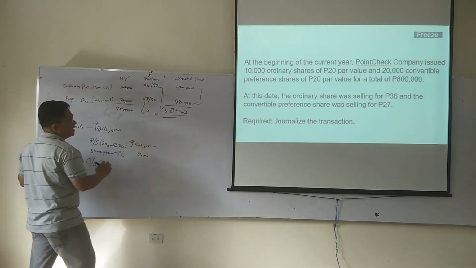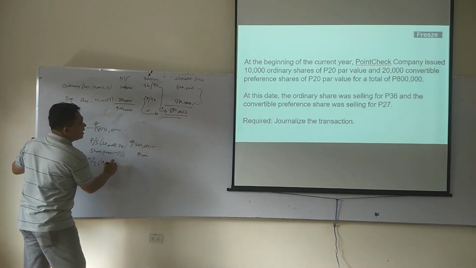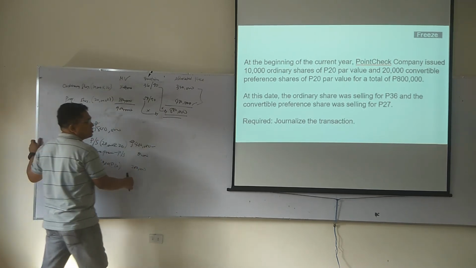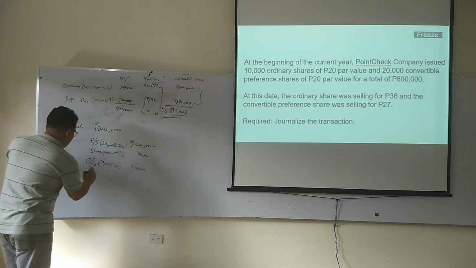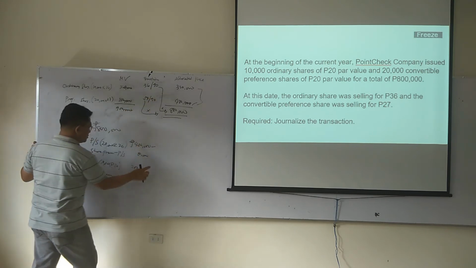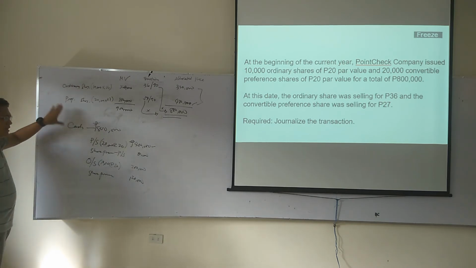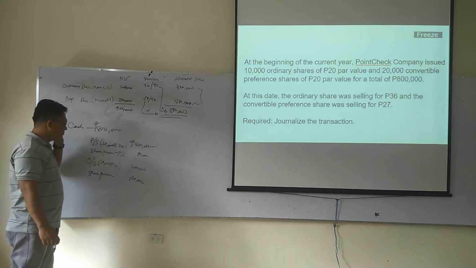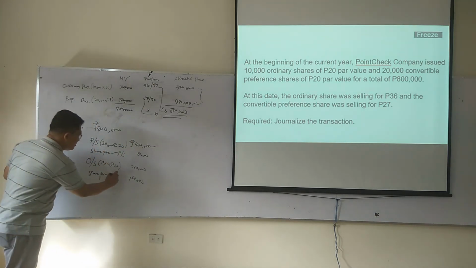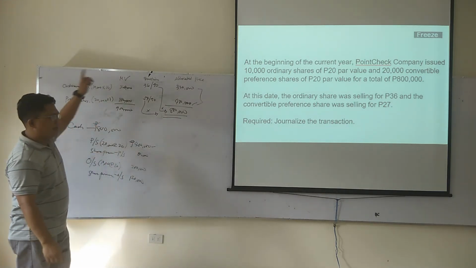Ordinary shares, 10,000 at 20. So 200,000. 200,000 issued at 320. So share premium is 320 minus 200, 120,000. So our entry is debit cash 800, credit preference shares 400, share premium on preference shares 80, ordinary shares 200, and share premium on ordinary shares 120. That's our journal entry for this transaction.